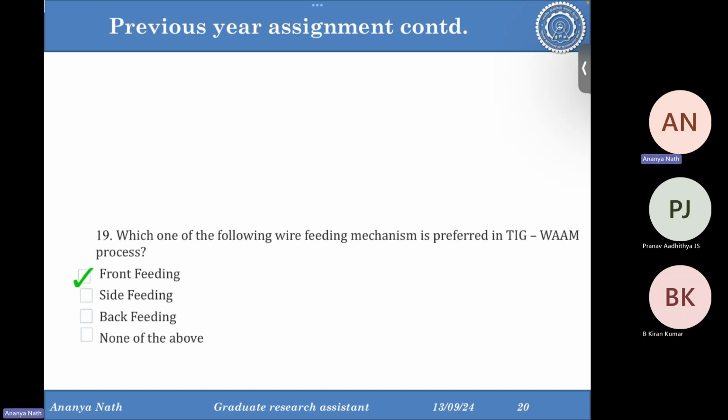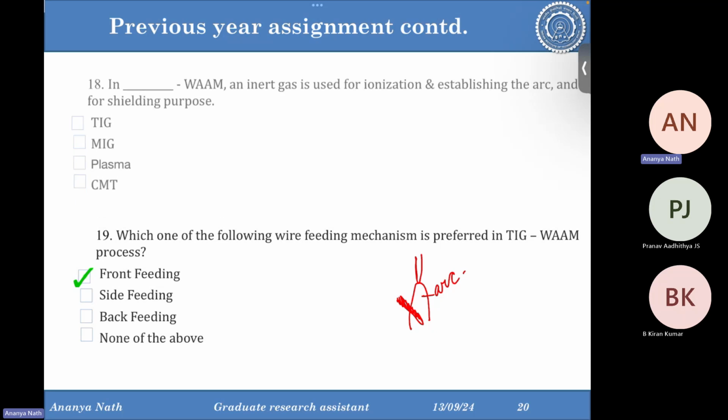So our next question is, which of the following wire feeding mechanisms is preferred? It's front feeding. In front feeding, what I showed there, from the front the wire is coming, then the arc, and you have to maintain it, so a rotating disc will serve the purpose.